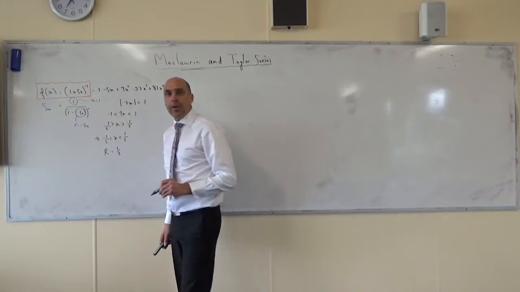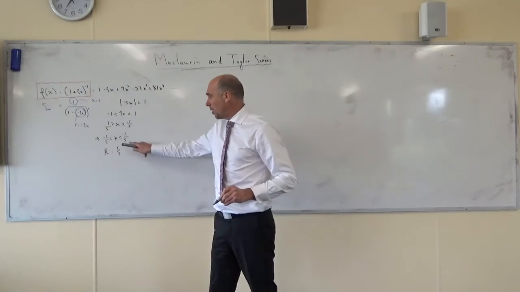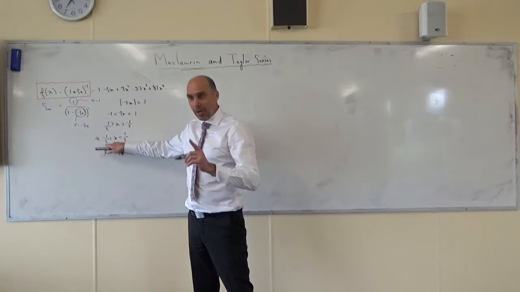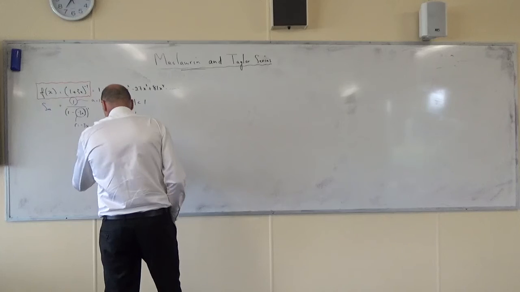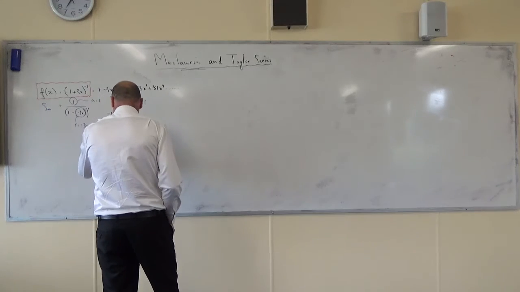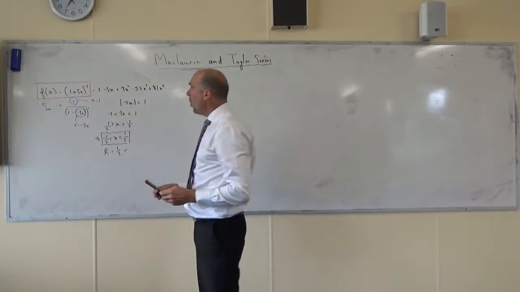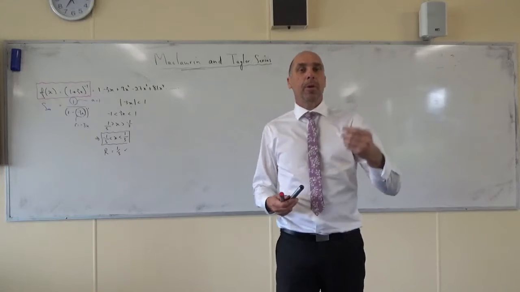What's the interval of convergence? Can I include this and that? No, I can't. So the interval of convergence is just that, really. There's my interval of convergence there, but there's a radius of convergence there. Well done, everyone. Could I write this in some notation?